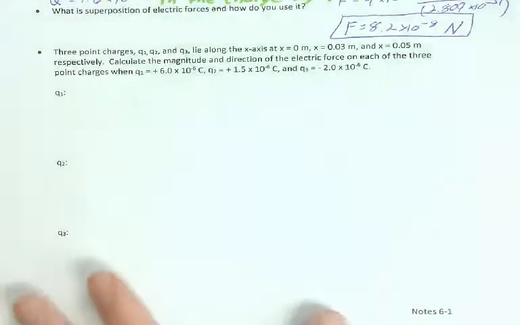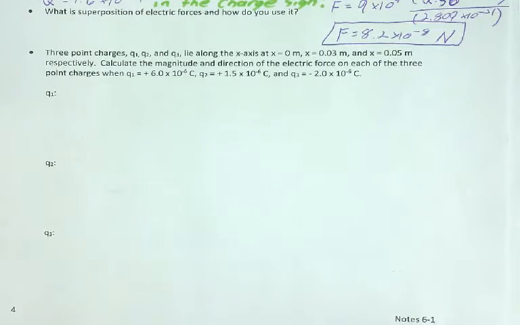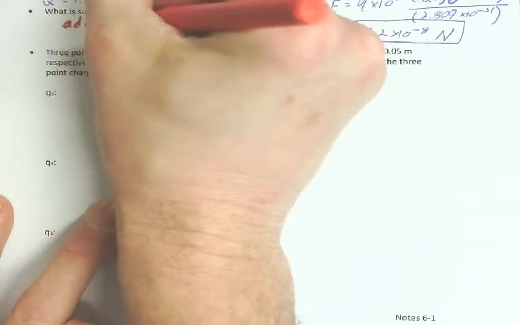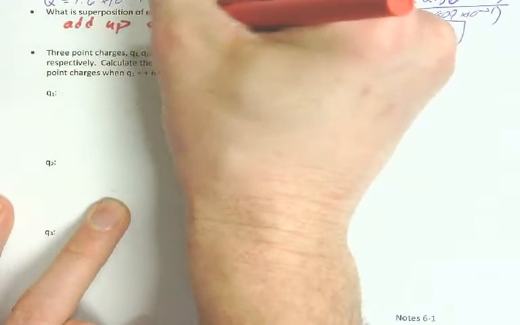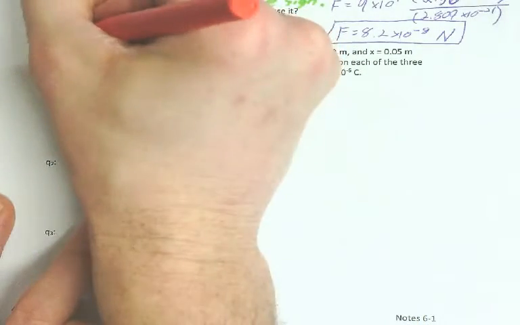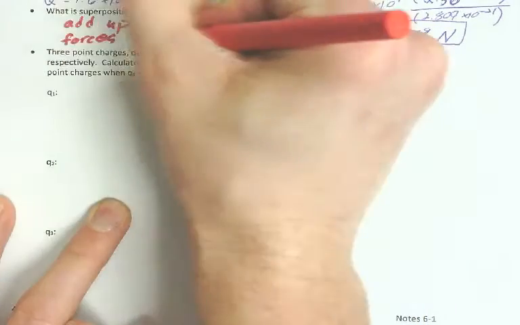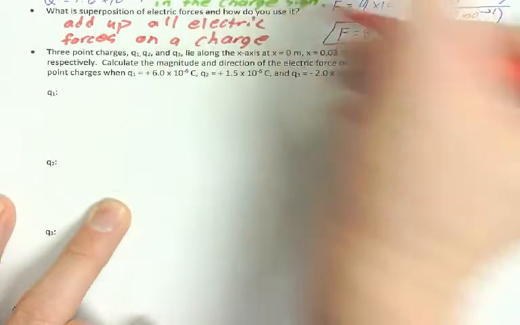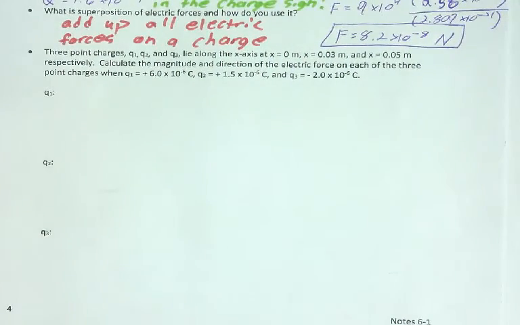And how do you use it? Basically, all superposition says is that you have to add together all electric forces on a charge. Okay, you got to add up all the electric forces on a charge. You add them all up.